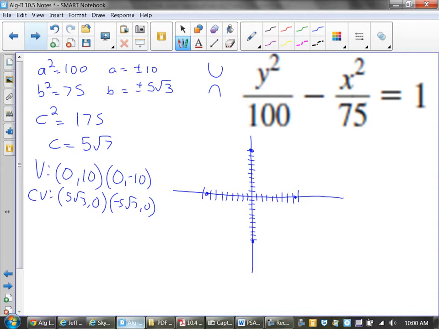I've plotted both my vertex and that co-vertex. What do you think I'm going to do now? Draw the rectangle. That gives me asymptotes.